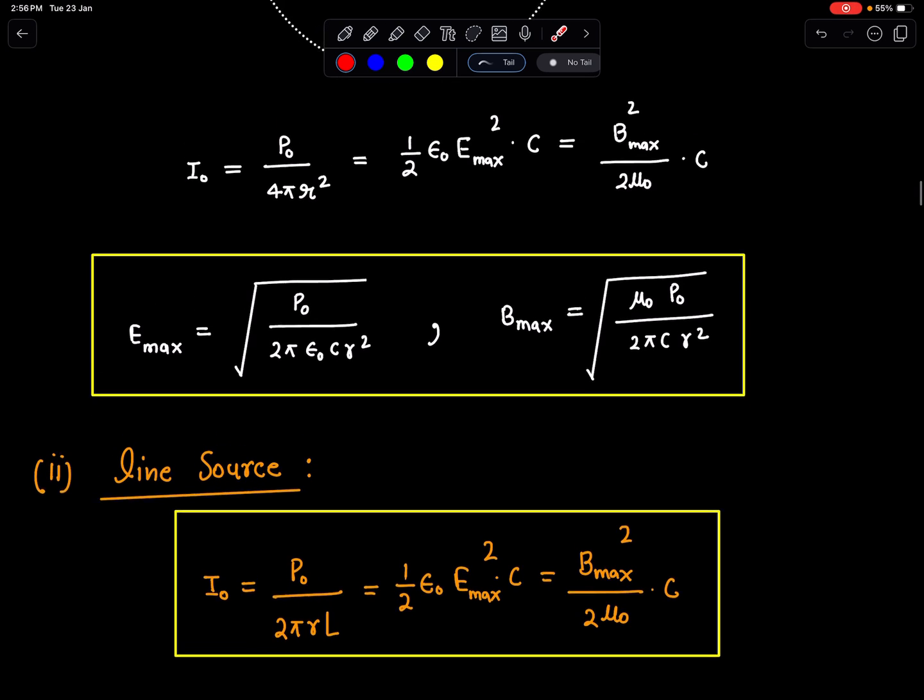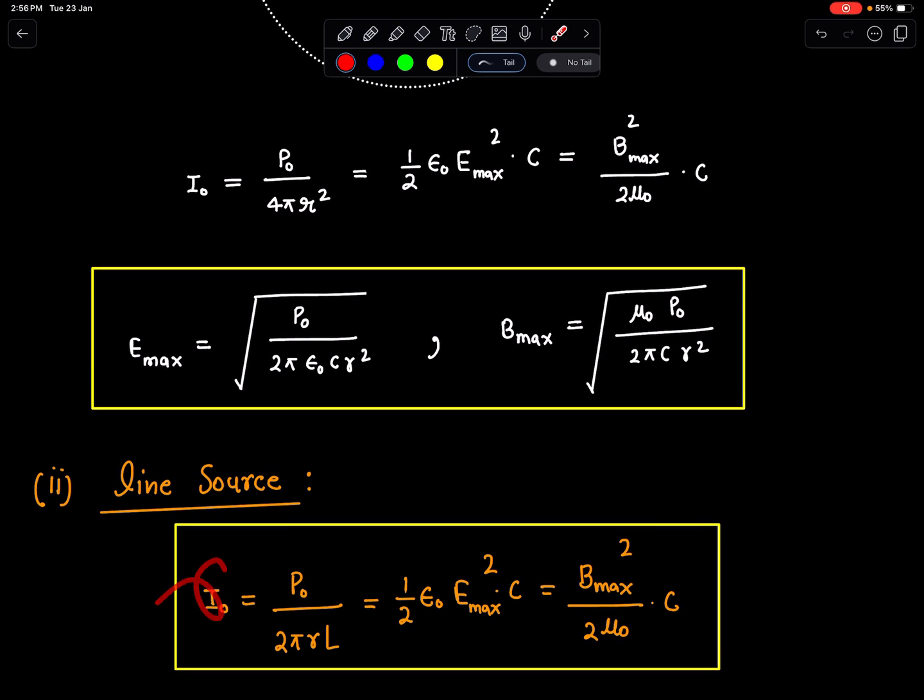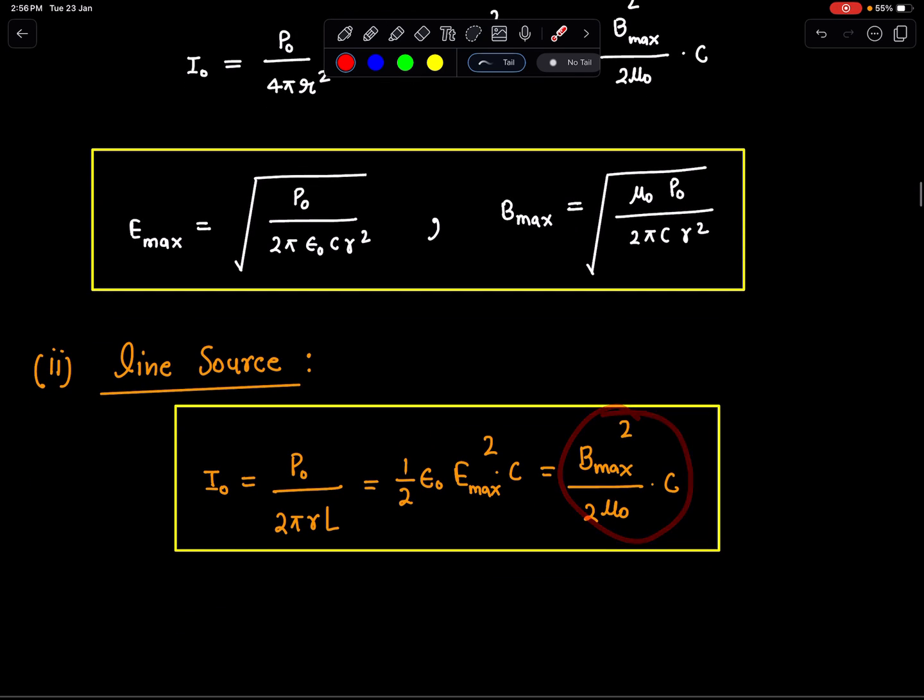Similarly, if a line source is given, I will write this intensity at a distance of R as P naught by 2 pi RL, where R is the distance from the source and L is the length of the source. So we can equate and calculate E max and B max. So this is another simple part.